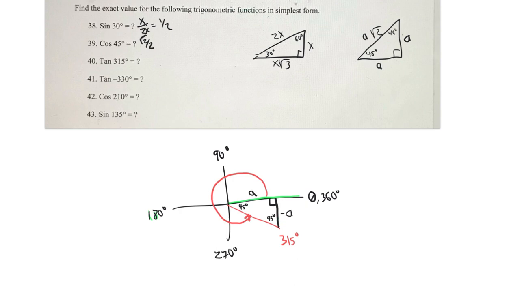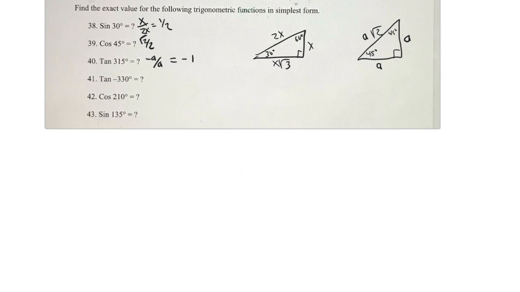Okay. So what's the tan of 315? Well, that's going to be negative A over positive A. But wouldn't that just be reducing to negative 1 over 1, which is also known as negative 1? So that's that. Let's see, tan of negative 330.